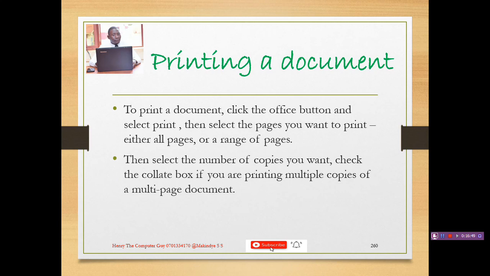Then select the number of copies you want. Check the collate box if you are printing multiple copies of a multi-page document. We are going to see that. Then select the printer from the drop down. Let's suppose you might have a range of printers installed on your computer, so you have to select the type of printer you want to use. And at times you can also select the page sizes that you want to use. Let's try it down here and see how it works.